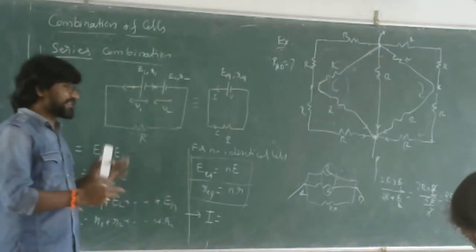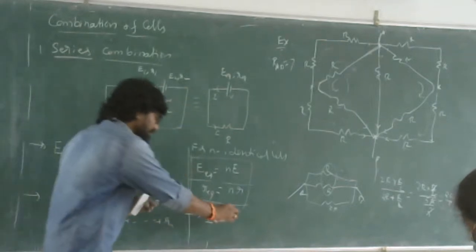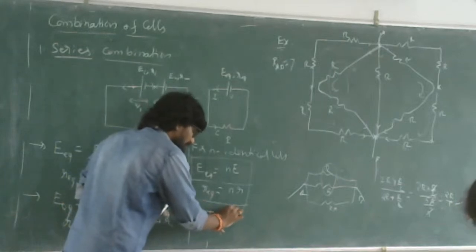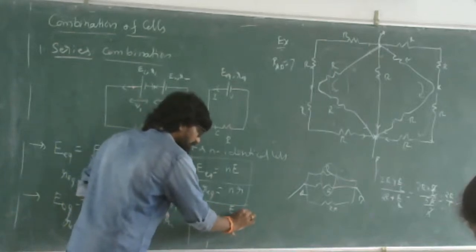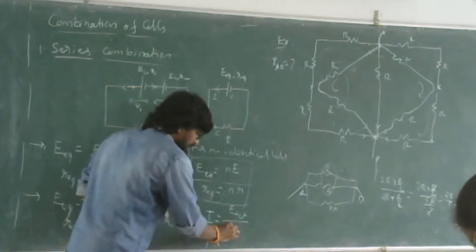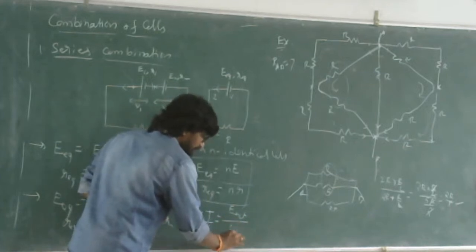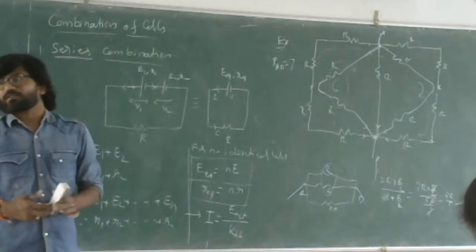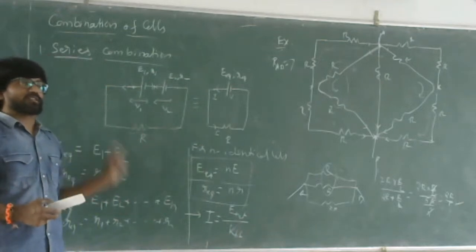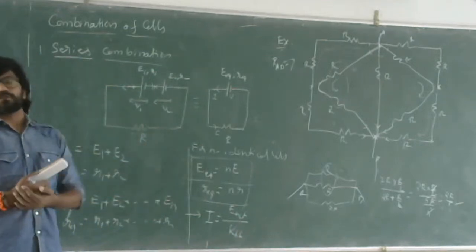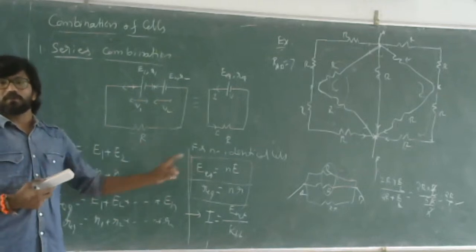So here we modify that a little bit and take V as nothing but EMF. So you can say net EMF in the circuit divided by total resistance in the circuit. Whenever you ask what the current in a circuit is, it means net EMF by total resistance.